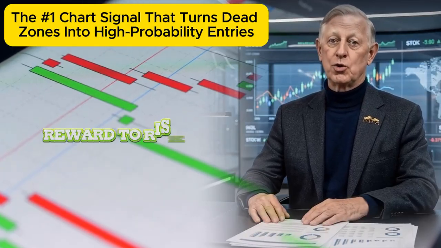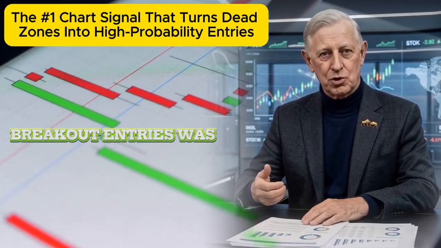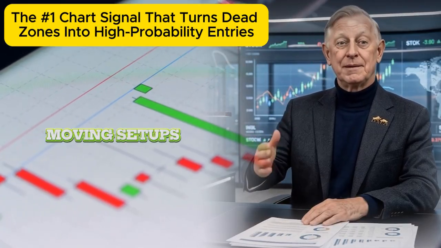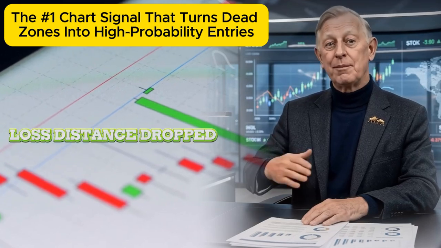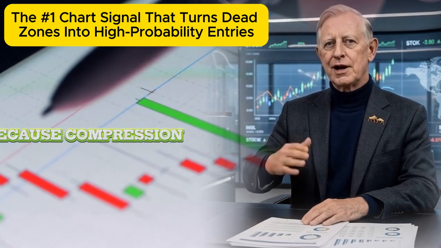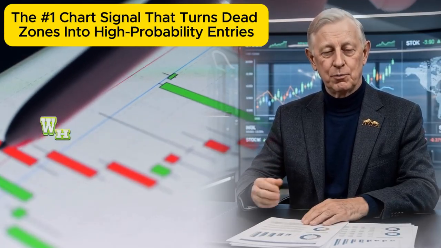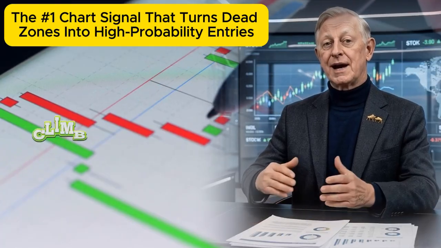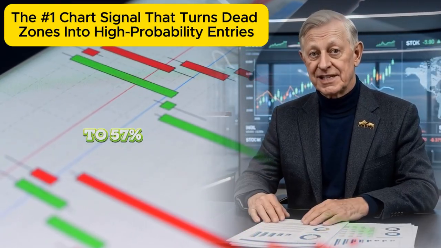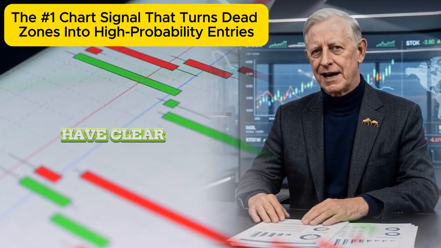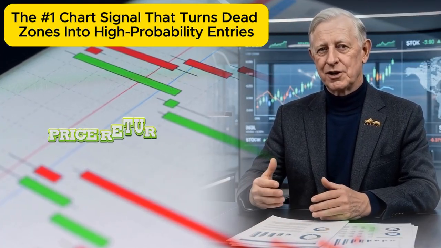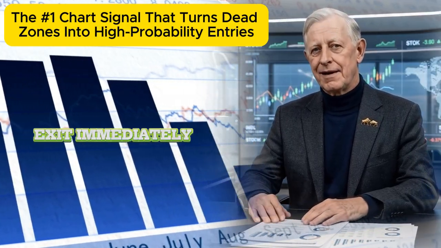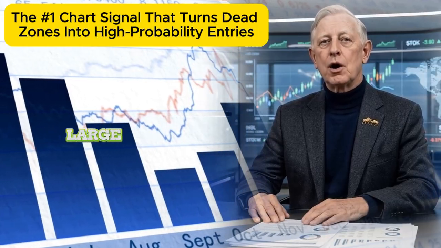His average reward-to-risk ratio on compression breakout entries was 3.1 to 1, more than double what he was getting by chasing moving setups. His average stop-loss distance dropped by 63% because compression zones are tight by definition, which meant he could size larger at the same 1% account risk. His win rate climbed from 44% to 57% because compression breakouts have clear invalidation points. If price returns inside the range after the breakout, the trade is wrong and you exit immediately, before a small loss becomes a large one.